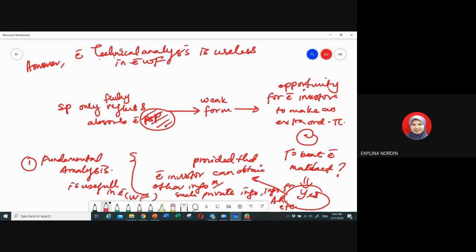So it becomes useless to the investors. It can only help the investors to make normal profits only. But if the investors do the fundamental analysis in the weak form, and these investors use the other information, then this information or this fundamental analysis can help the investors to beat the market and give them an extraordinary profit. So this is what happens in the weak form.